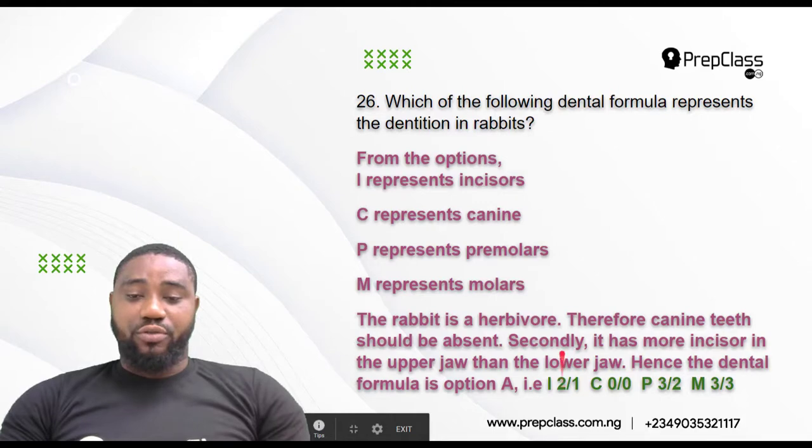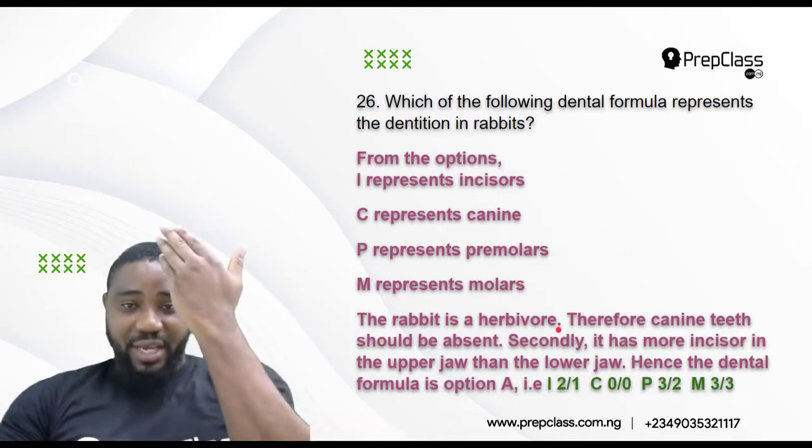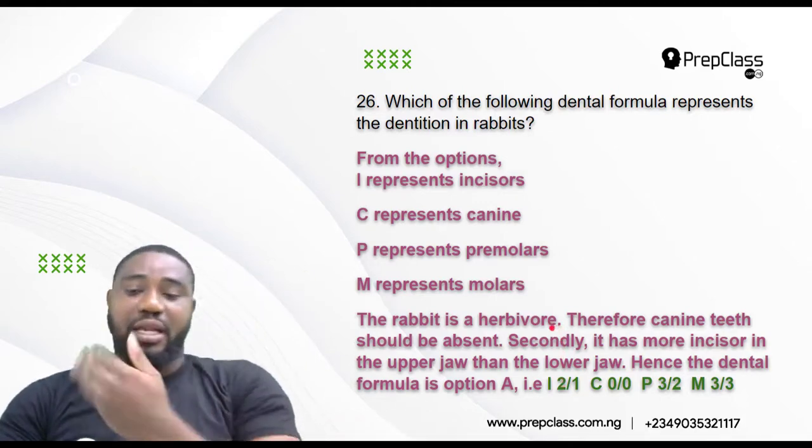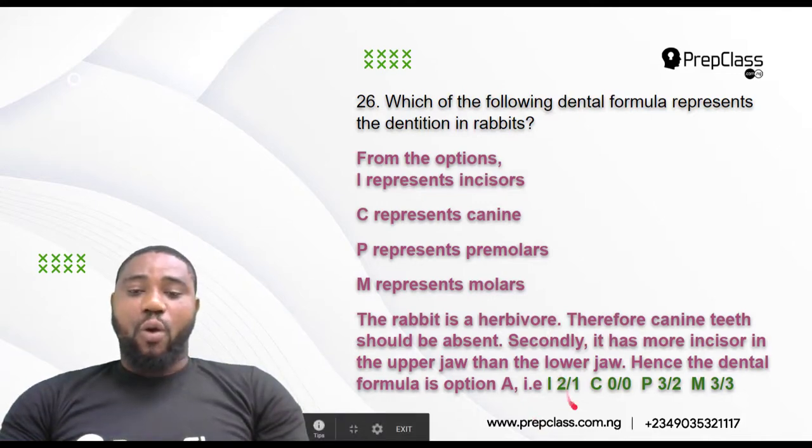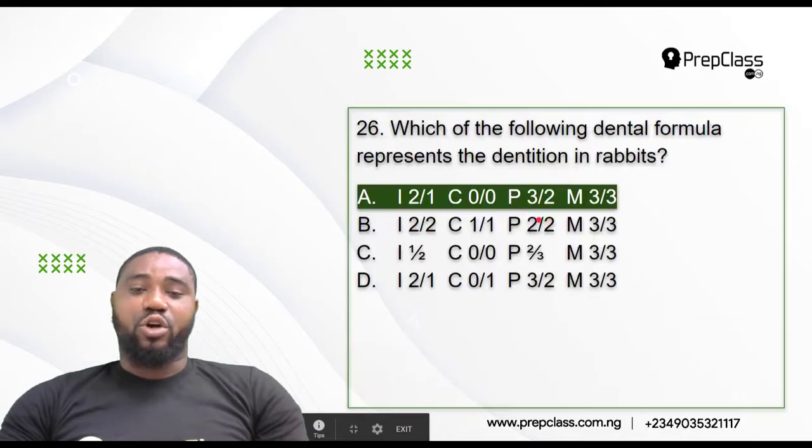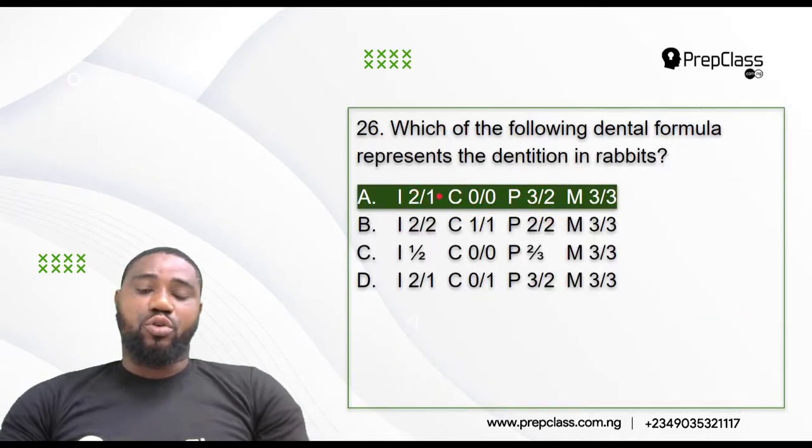So which is 4. You understand? Remember I said the dental formula is half of the animal's jaw. So incisor 2 over 1, canine 0 over 0, premolar 3 over 2, and molar 3 over 3. So option A is the best option since it is 2/1 instead of 1/2.